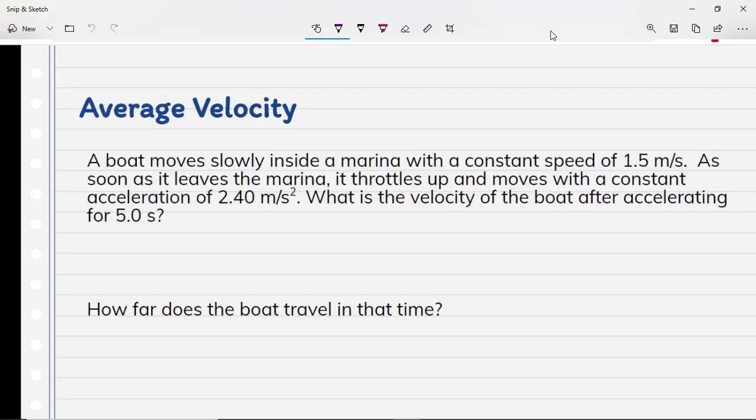So let's look at this problem. A boat moves slowly inside a marina with a constant speed of 1.5 meters per second. As soon as it leaves the marina and throttles up and moves with a constant acceleration of 2.40 meters per second squared. What is the velocity of the boat after it is accelerating after 5 seconds?